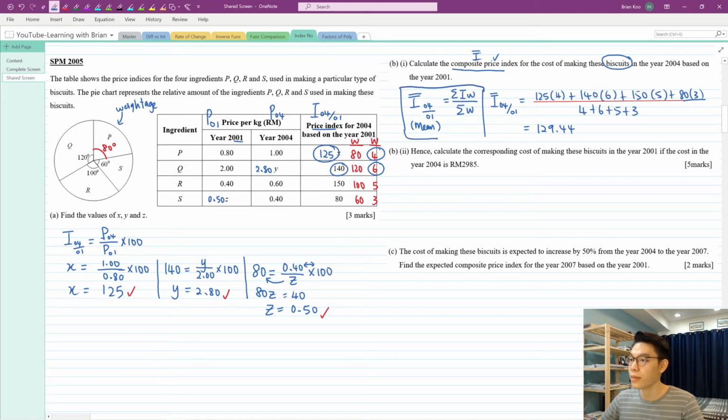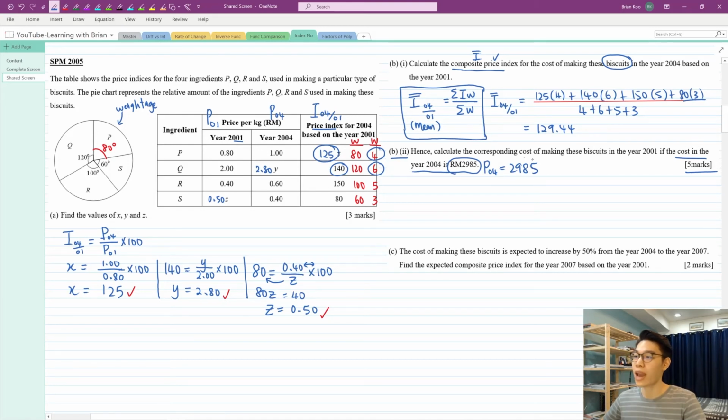Okay, let's go on to part B2. Part B1 and part B2 combine together and give 5 marks. Later I'll show you where they will award the marks. Hence, calculate the corresponding cost of making this biscuit in year 2001. If the cost in 2004 is this, remember I said before, if you see RM, it means price. Price in year 2004 is 2985.